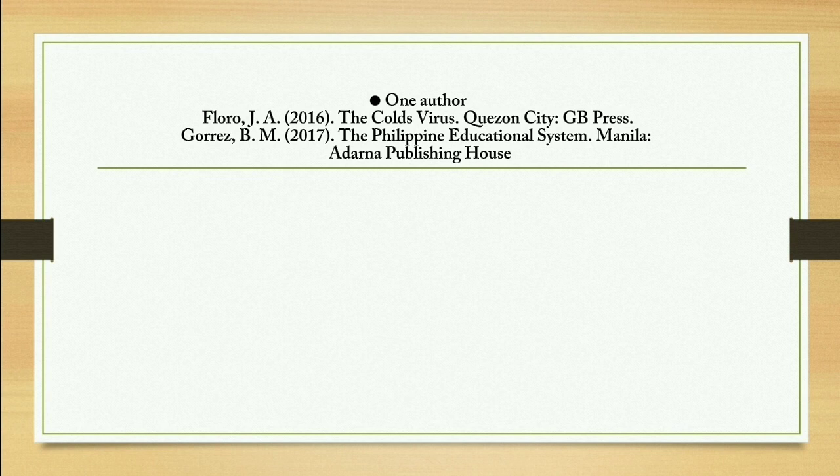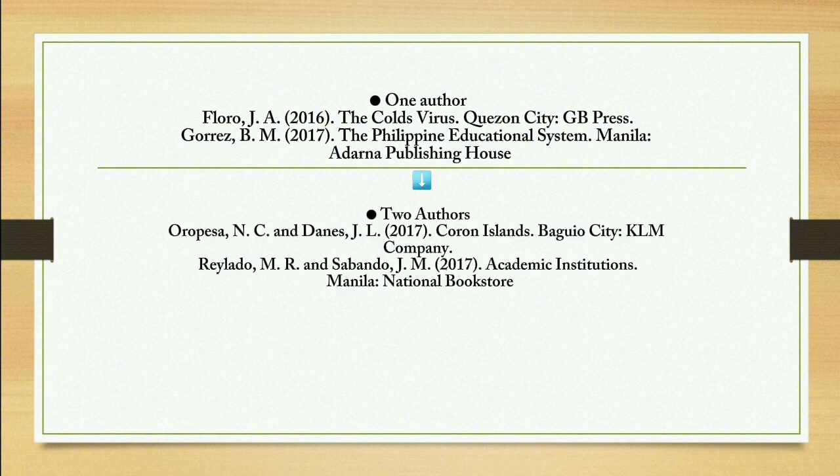For one author, text citations should include the surname without any suffix, like Junior, and the date of publication in parentheses. Text citations of works by two authors should include the surnames of both authors, separated by the word "and" or by an ampersand if using parentheses.